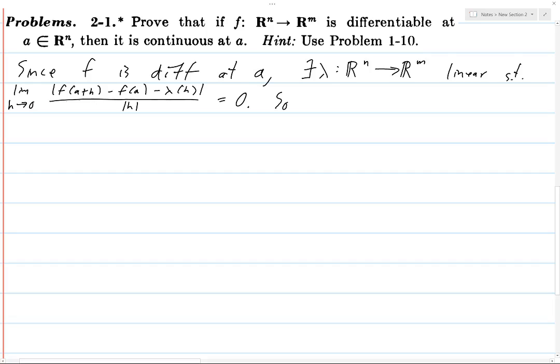Well, if the limit as h approaches 0 of this fraction equals 0, then certainly if we look at the limit of the top thing, then this must be 0, because otherwise there'd be no way that the fraction would possibly have a limit equal to 0. Okay?